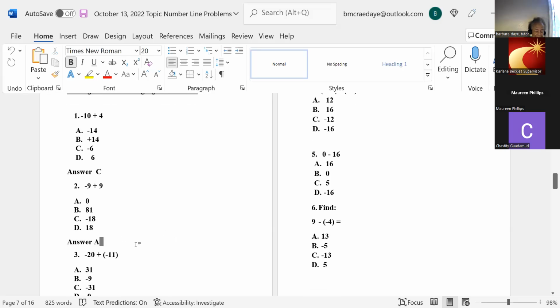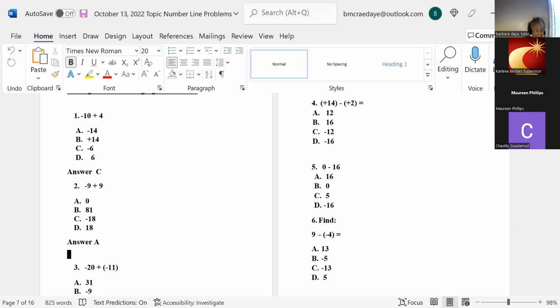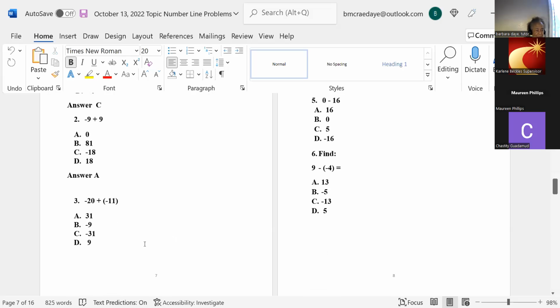Okay, let's look at number 3. All right, Maureen, minus 20 plus a minus 11. So when you add two negatives, what do you get, Maureen? You add two negatives, you get a positive. No, a negative. You get a negative. Yes, it's a common error. When you multiply two negatives, you get a positive, because multiplying like signs gives you plus. But when you add two negatives, you just add the two negatives.